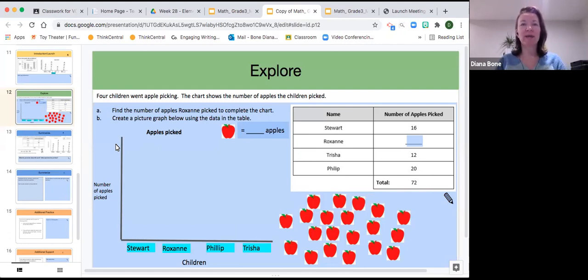We are going to be making picture graphs. You have some data in front of you, right? What's that data again? That's information. And let me tell you, 4 of these kids went apple picking.